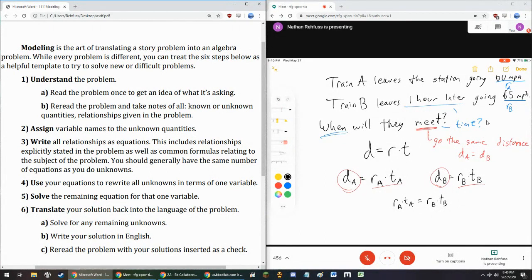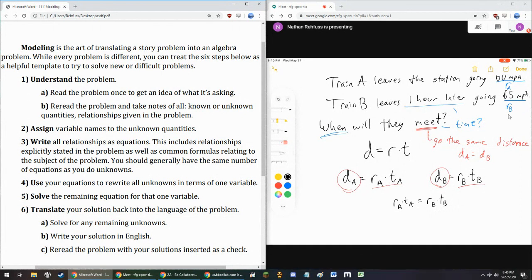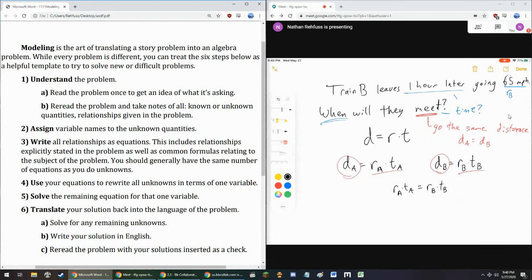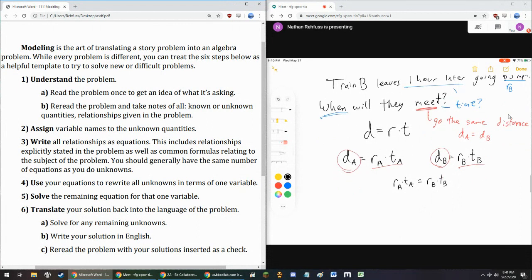Okay. I know the rates. Excellent, I know the rates. That's something we can pencil in right away. I'll substitute those in as well. Fewer and fewer variables, that's what we're trying for. The first rate is 60, and the second rate is 65. Now, how about the times?